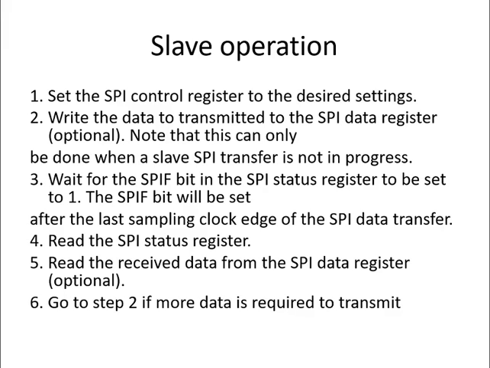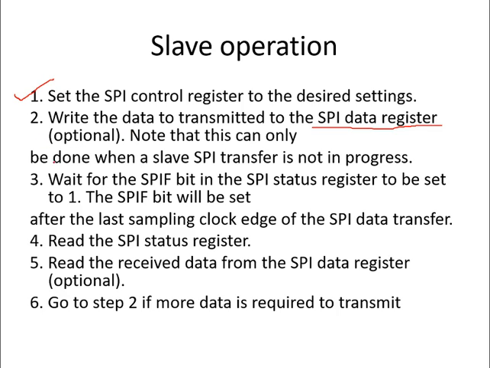Now the slave operation is a bit easier as compared to the master operation, because in master operation the master has to initiate the transfer. In slave operation, what does it have to do? First, it will set the SPI control register to the desired settings. So that's the first step. Then write the data to be transmitted to the SPI data register, if it wants to send the data.